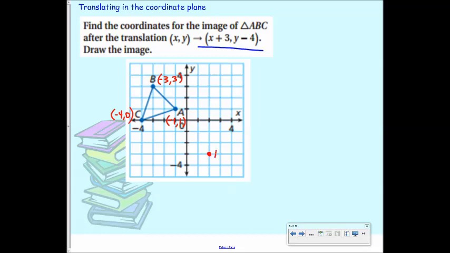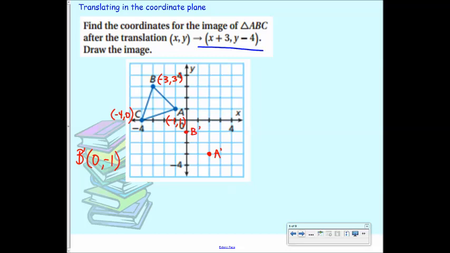B, if I add 3 to my x, what does that give me? 0, so my B prime would be 0. And then if I subtract 4 from the y, what does that give me? 3 minus 4, negative 1. So B is at 0, negative 1, which is right here. Here's B prime. And then C prime, and again, whatever way you think is easier.